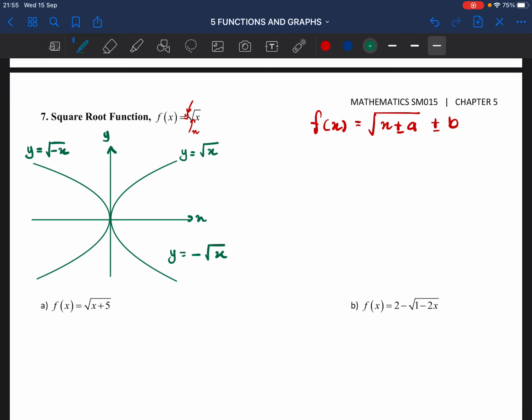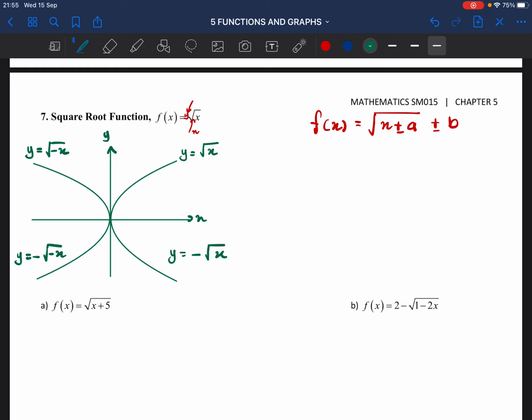Okay, so for this one, the last one, the shape here untuk kat kuadran 3 ni, kalau kita tengok kat sini, x negatif, y pun negatif. So dia akan jadi negative square root negative x. Okay, so that are the 4 basic shapes for our square root function.